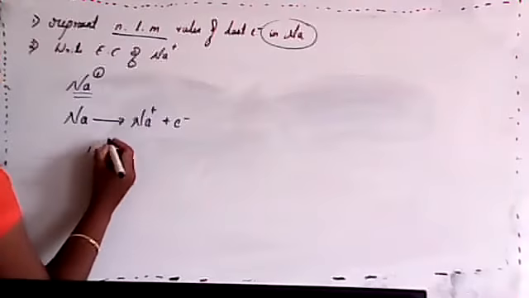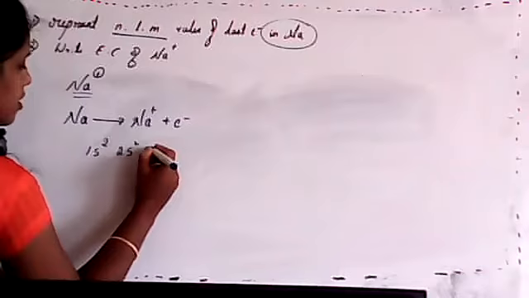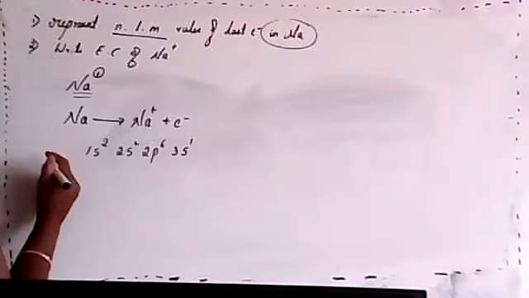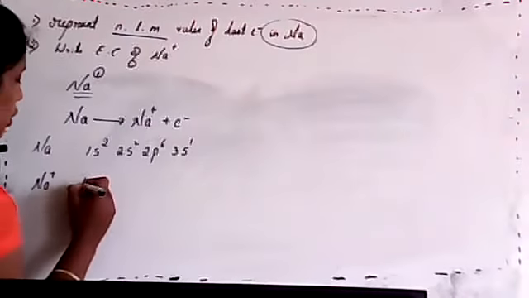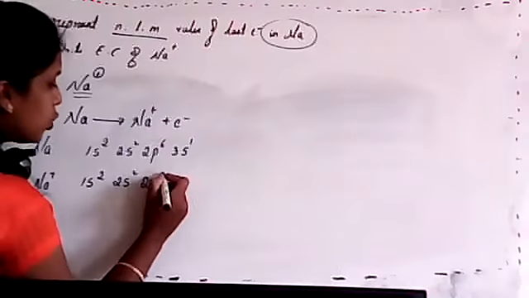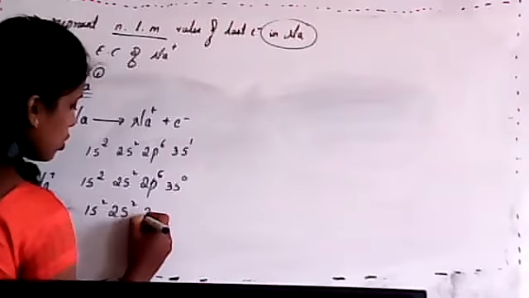The electronic configuration is 1s2, 2s2, 2p6, 3s1 for sodium. The question is for the Na+ ion, and the electronic configuration is 1s2, 2s2, 2p6. One electron is lost. That must be your valence electron, the outermost electron. So that's why it will be 3s0, or else we simply write it as 1s2, 2s2, 2p6. Is this clear, students?